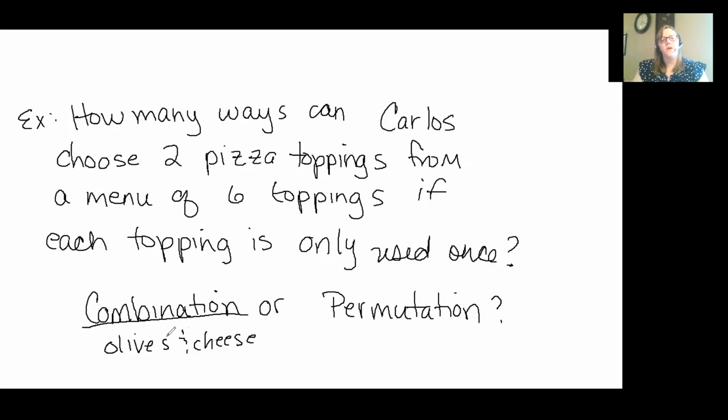All right, so if olives is chosen first and cheese is chosen second, does that create a different pizza than if cheese was chosen first and then olives second? In general, no. It's all going to mix together. If you're a chef, you'd say yes, that makes a major difference. In this math example, it does not. You still are going to have a pizza with olives and cheese. The customer isn't going to send it back and say, this has olives and then cheese, not cheese then olives. So we're going to use our combination equation because the order doesn't matter.